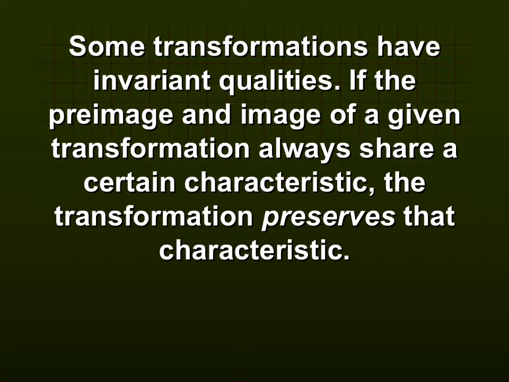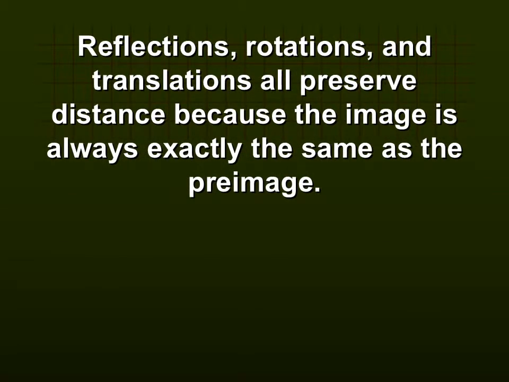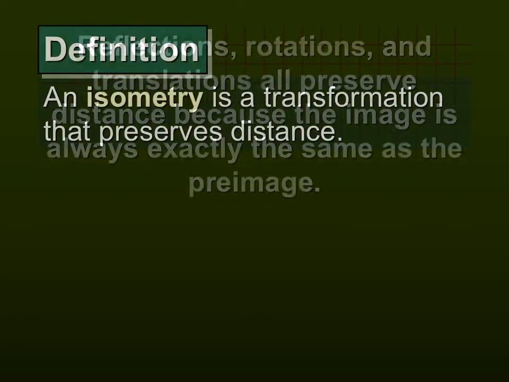We're going to go ahead and use this word preserve. Okay, it's preserving the characteristic. So, what type of transformations preserve? Well, reflections, rotations, and translations. They preserve distance because the image is always exactly the same distance from the line of reflection as the pre-image is. So the distance is preserved.